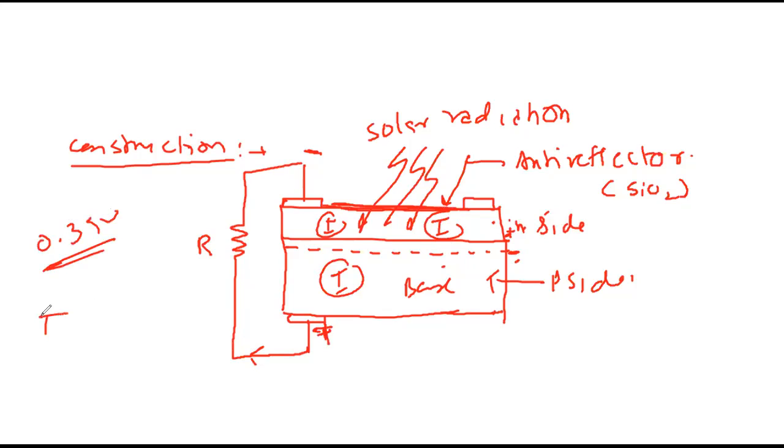When many cells are connected in series, we get large voltage. Connected in parallel, we get large current. So the series parallel combination can be used to give large power output.